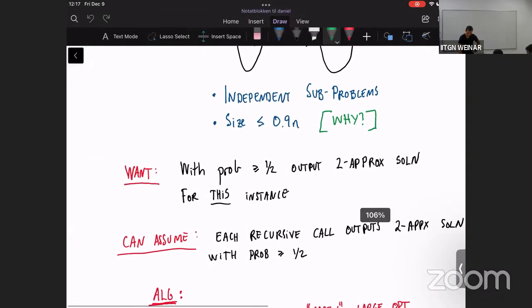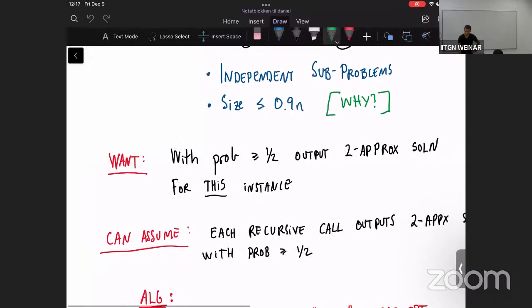The running time analysis is actually easy. Well, okay. I haven't described the algorithm yet because this is one step of picking V. So let me tell you what the algorithm is, and for that I want to tell you what property I want the algorithm to have. The property is that it outputs a 2 approximate solution for this instance with probability at least 1/2. Whenever it sees an instance, it will always output a feedback vertex set, and the probability that that feedback vertex set is 2 approximate should be at least 1/2. That's what I'm going to try to prove.